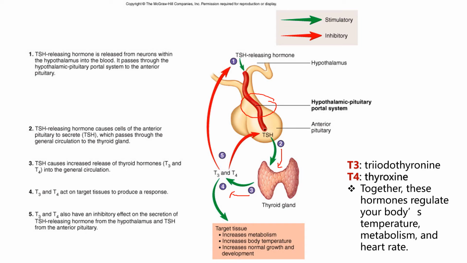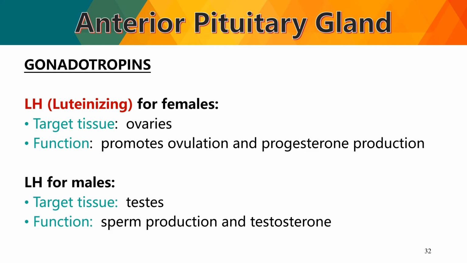Okay. So next we have your anterior pituitary gland. So we have what you call your gonadotropins. When you say gonadotropins, these are hormones that are found from your reproductive systems, hence the name gonads. So those are the parts of your reproductive system. So first we have the luteinizing hormone or the LH for women, for females.